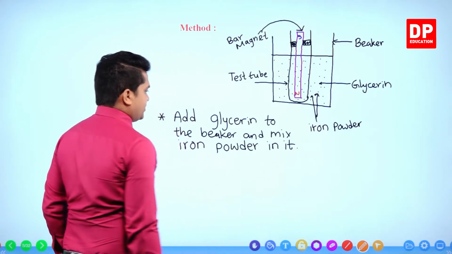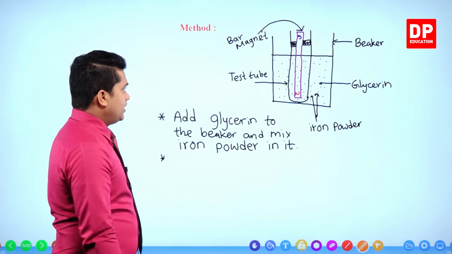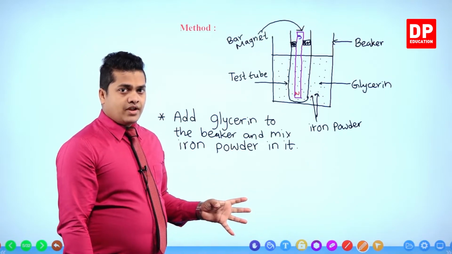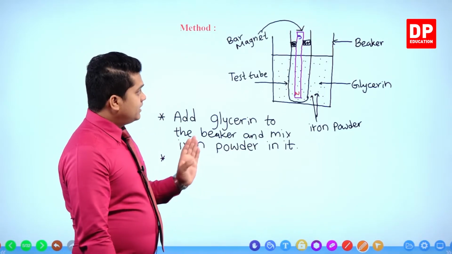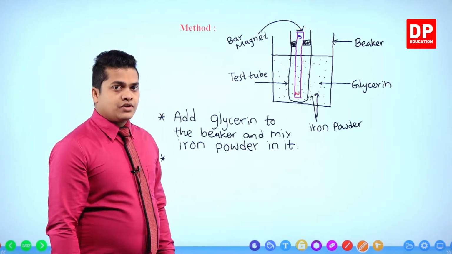Right. So this is the first step. Then the next step, you have to fix the bar magnet or insert the bar magnet to the test tube and insert that setup to the beaker as per the diagram.